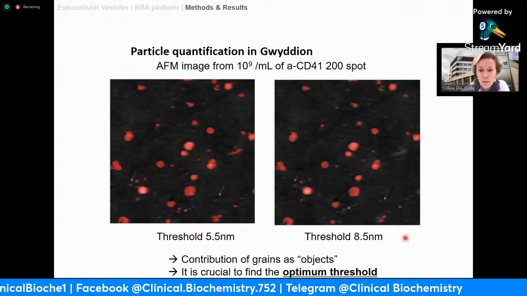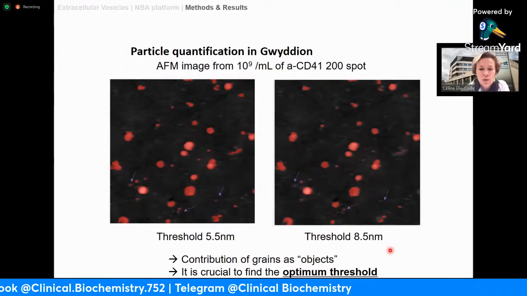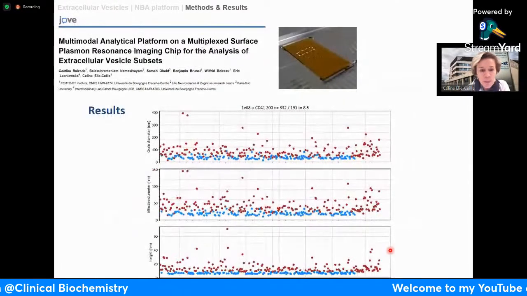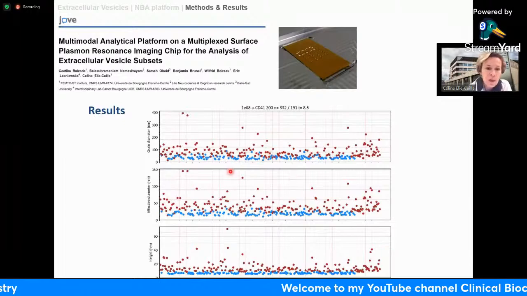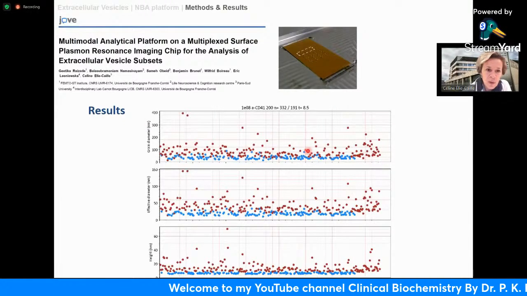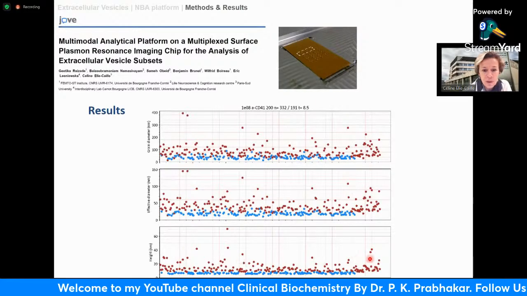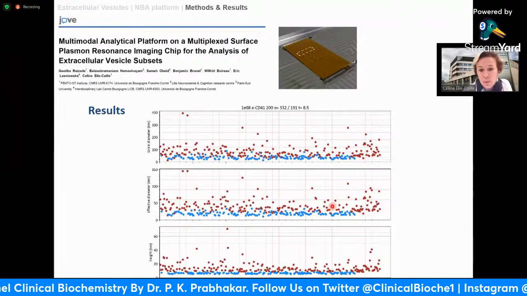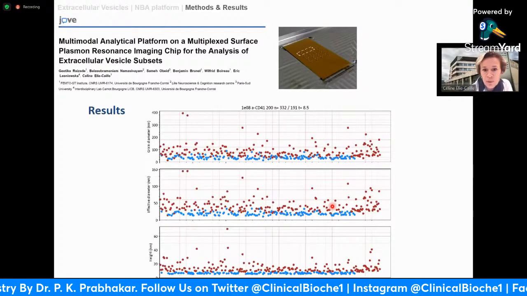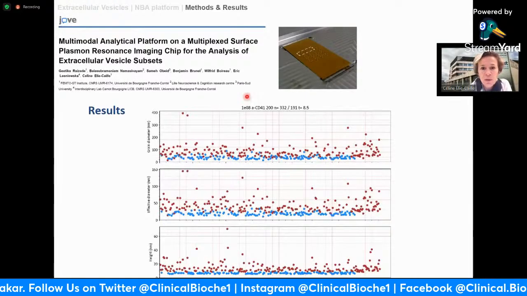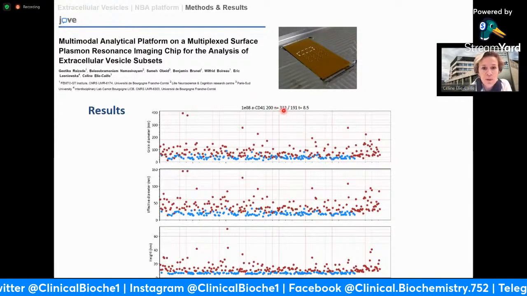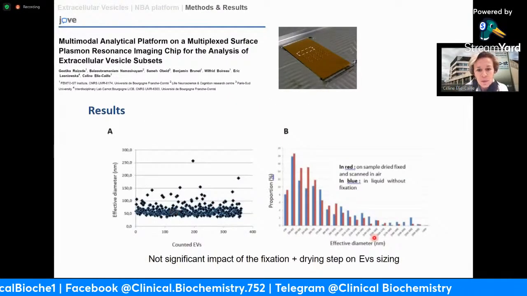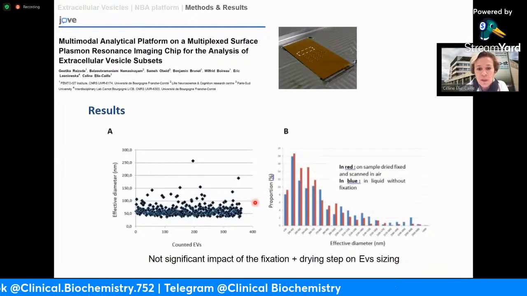And we determined that 8.5 nanometers was a good threshold in order to count those vesicles. Then each dot here is a particle, and based on the grain diameter and the height of that grain, we managed to obtain an effective diameter of them. In blue, you have the background, and in red, the corresponding vesicles. The number counted was more than 300 vesicles. So based on that, we obtained an estimation of their size and their density.